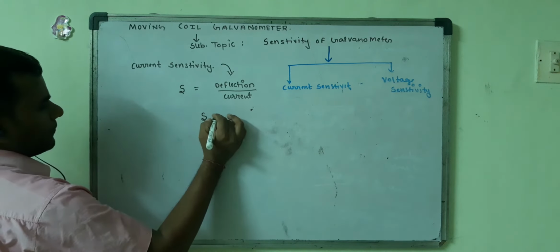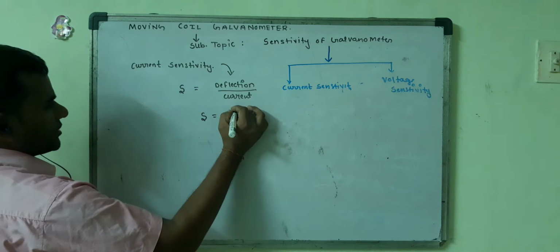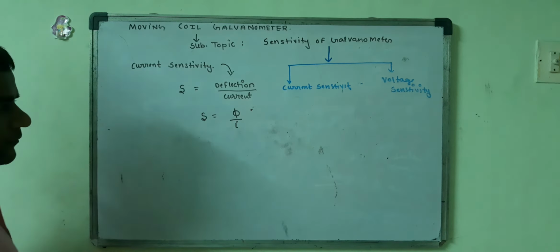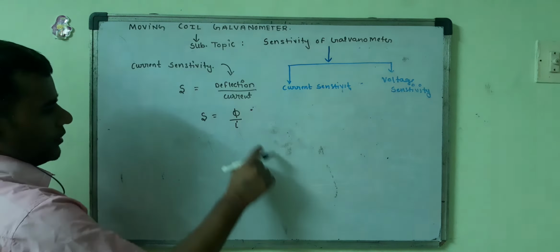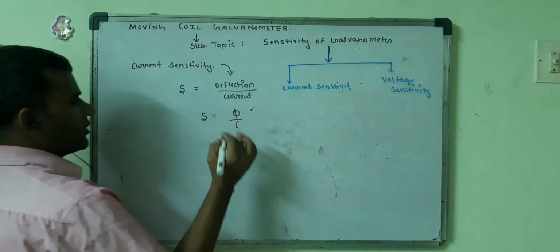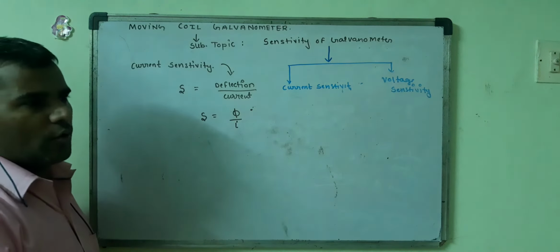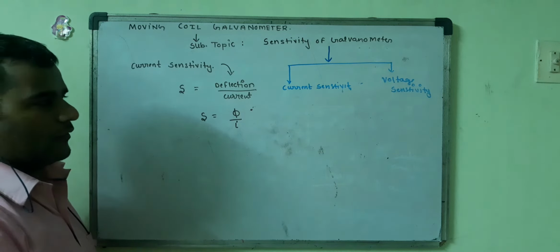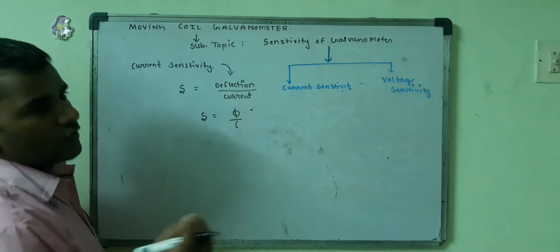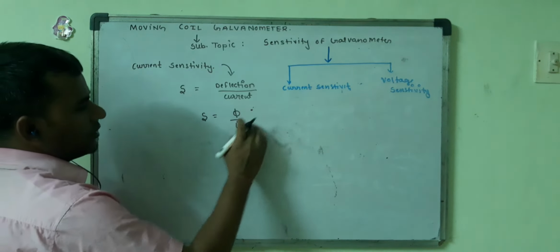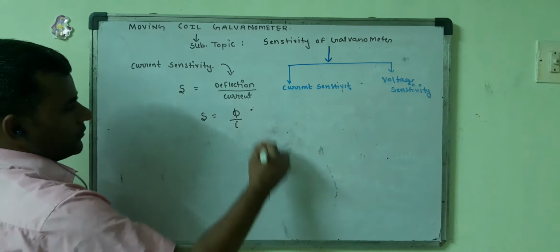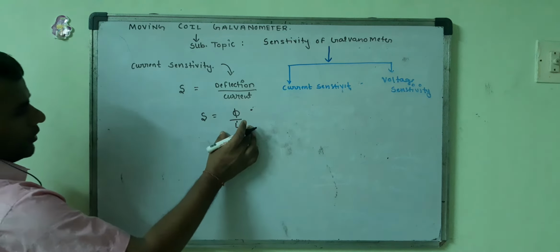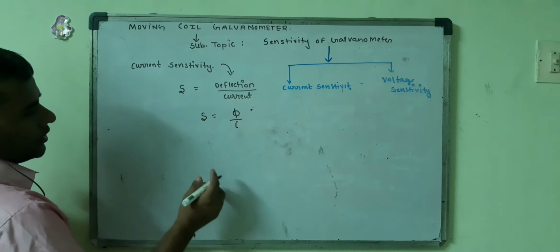So S equal to, suppose the deflection is denoted by phi or theta, divided by I. Sensitivity is a term where there is a very small amount of current, but there is a huge deflection of the pointer, actually the needle of the galvanometer. That is current sensitivity. Now we know this formula, we found that relation between the current and phi.